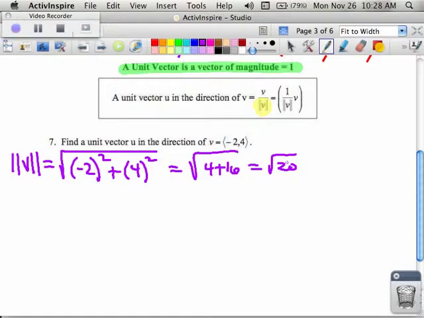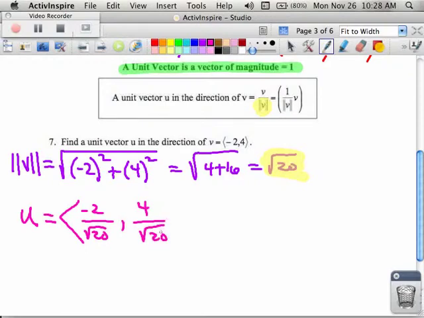Now that I have my magnitude, that's the stuff that I was talking about in the yellow highlight up above, I'm now going to take the vector v and divide it by that magnitude. So my vector v was negative 2, comma 4. So my new unit vector, which I'm going to call u, is going to be my negative 2 divided by that square root of 20, comma 4 divided by the square root of 20. And each of these square root of 20s was the magnitude that I just found. So you just look at your vector, whatever it is, and divide by the magnitude.